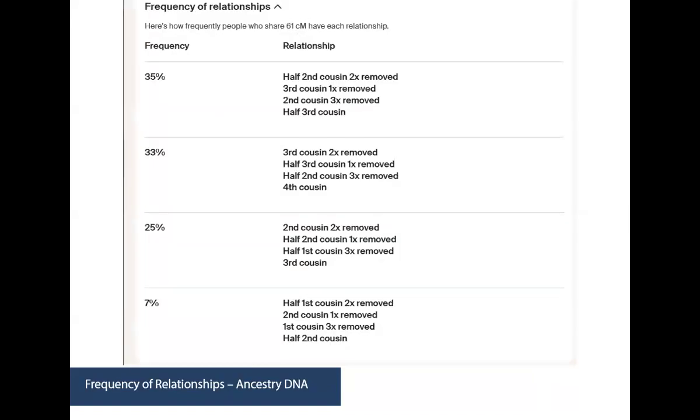Under frequency of relationships, it tells you approximately what the chances are that you will have that specific relationship. So I have a 35% chance of this being a half third cousin, or 33% a fourth cousin, 25% a third cousin, or even 7% a half second cousin. And even though the percentages might make those seem like the closest options, I've definitely found a number of matches where they've been in the smaller frequencies. So it's really helpful to make sure again that you're using this as a tool with your genealogy research to identify the correct relationships.